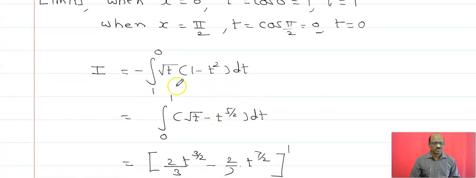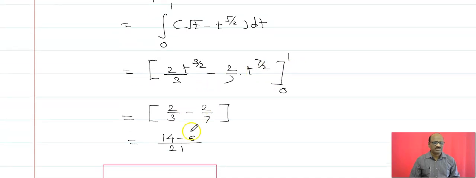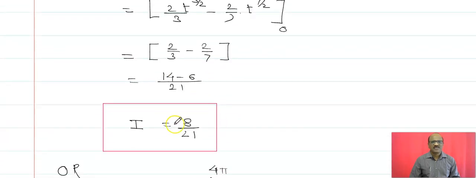Now evaluate this. Absorb the negative sign by using the properties of definite integration: 0 to 1 of root t minus root t into t square, that is t raised to 5 by 2, dt. The integral of root t is t raised to 3 by 2 upon 3 by 2. It becomes 2 by 3 t raised to 3 by 2 minus 2 by 7 t raised to 7 by 2, from 0 to 1. Substitute t equals 1, then you will get 2 by 3 minus 2 by 7. Making the cross multiplication, you will get 14 minus 6 upon 21. And hence the answer is I equals 8 upon 21.